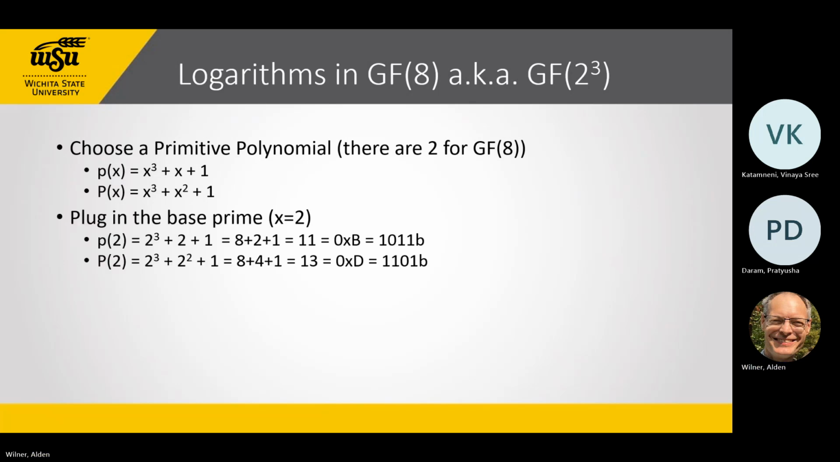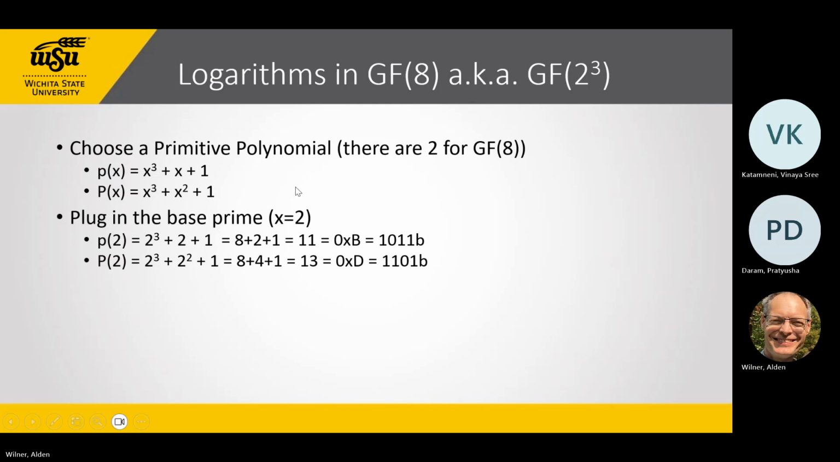Right? We take our base prime, 2. 2 cubed plus 2 to the power of 1 plus 1 is 8 plus 2 plus 1 is 11, or hexadecimal B, or binary 1011. 2 cubed plus 2 squared plus 1 is 8 plus 4 plus 1, or 13, or the letter hex D, or binary 1101. Those are our two primitive polynomials.